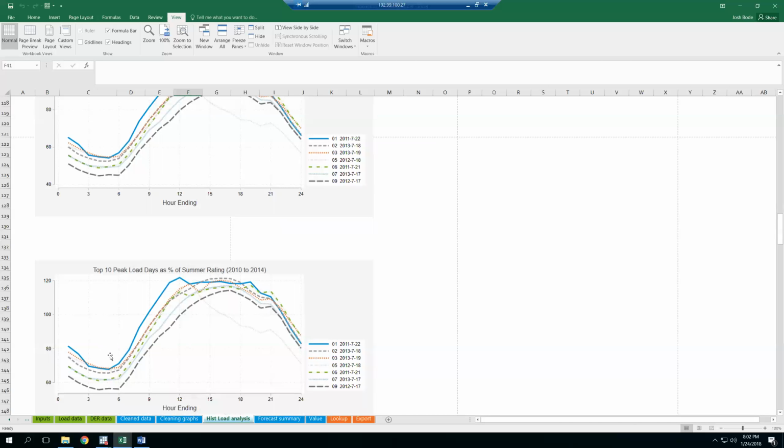The next graph is the same concept, but it zooms in and shows this as a percentage of the summer rating, or what we refer to as the loading factor, so we can see it in relationship to the ratings rather than just in terms of MVA.